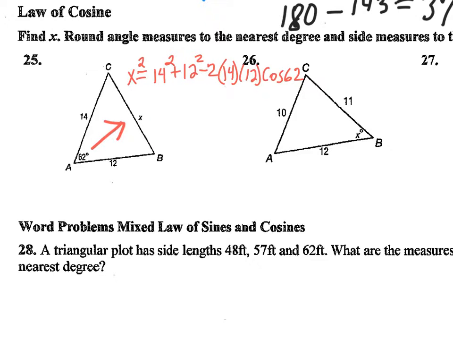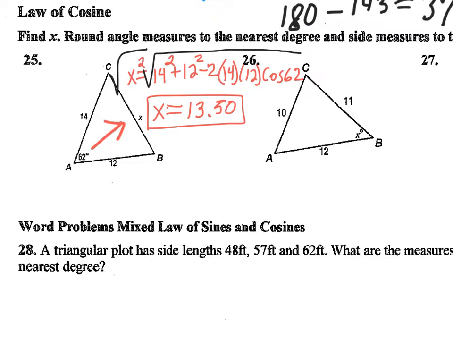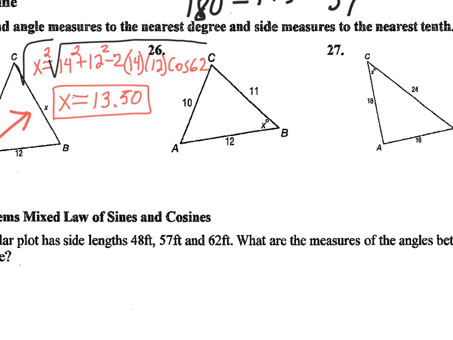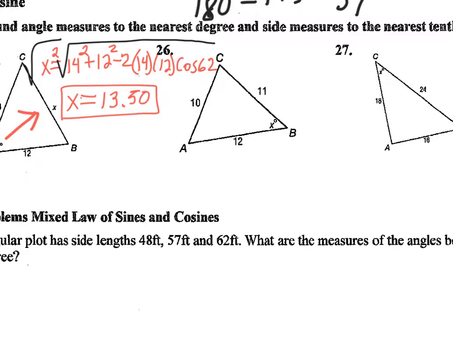Now I'm looking for the x. So what do I need to do to leave the x by itself? It's a square. You square root both sides. And then you put all of that in the calculator. So therefore, what did you get for x in number 25? Did you get 13.5, 0.50 if it's hundredths place, right? 0.5. Great.